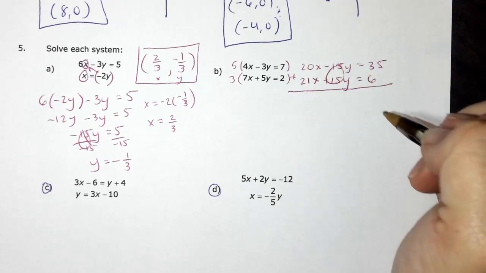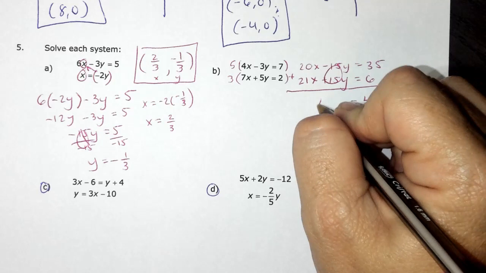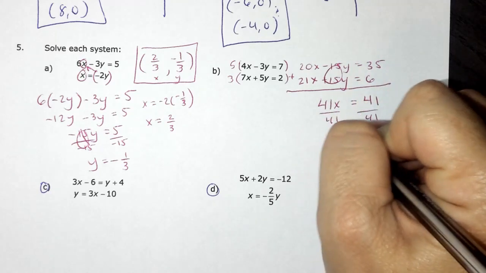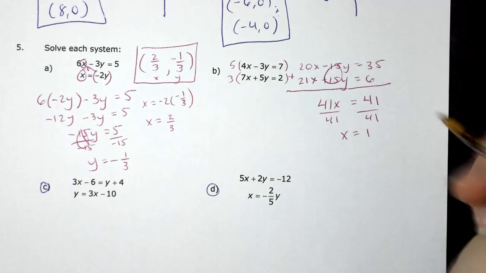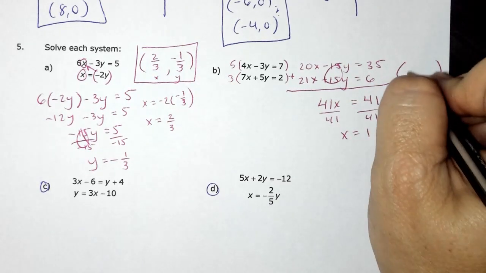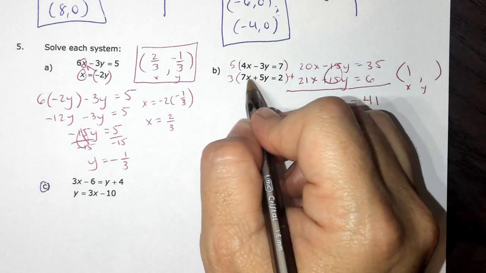Well, this zeroes out, and I get 41x, divide both sides by 41, I get x equals 1. So I got half my answer. So I need to pick one and plug it in to find y. So I'm just going to do this bottom one.